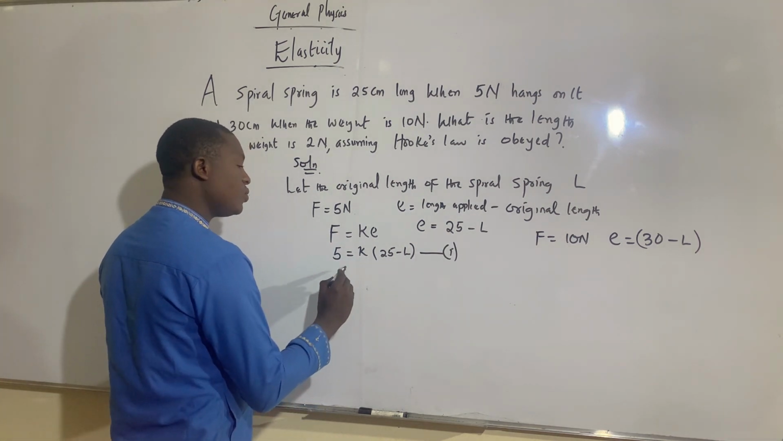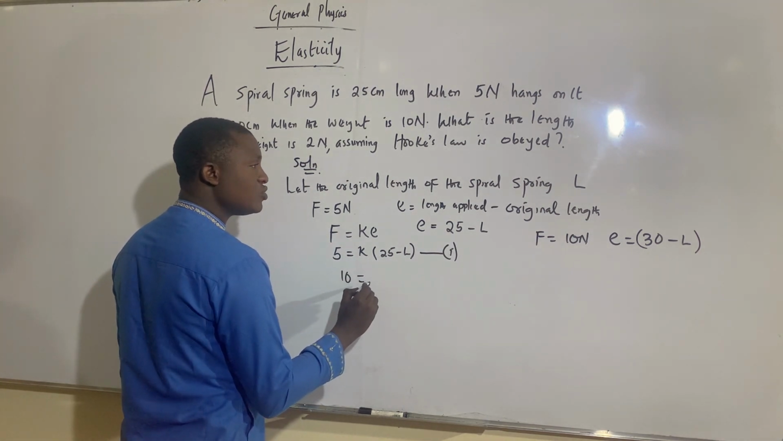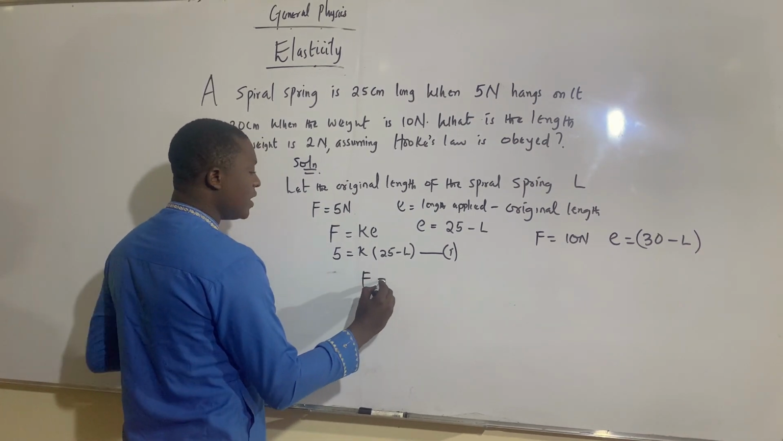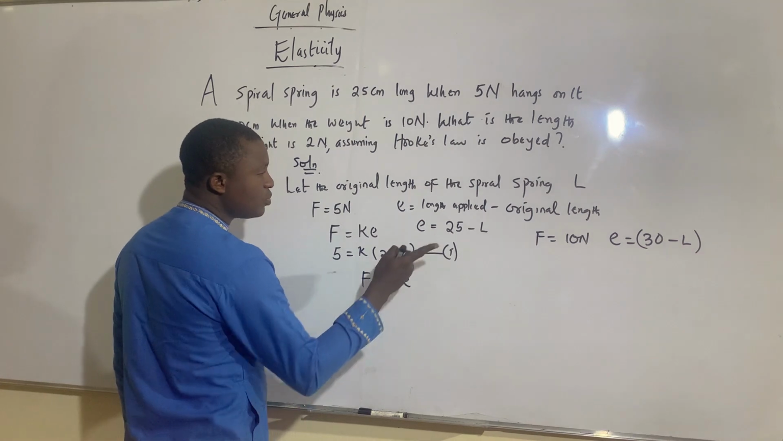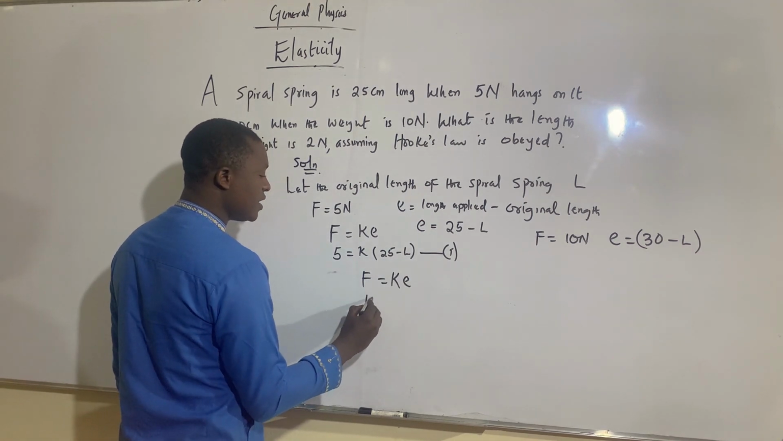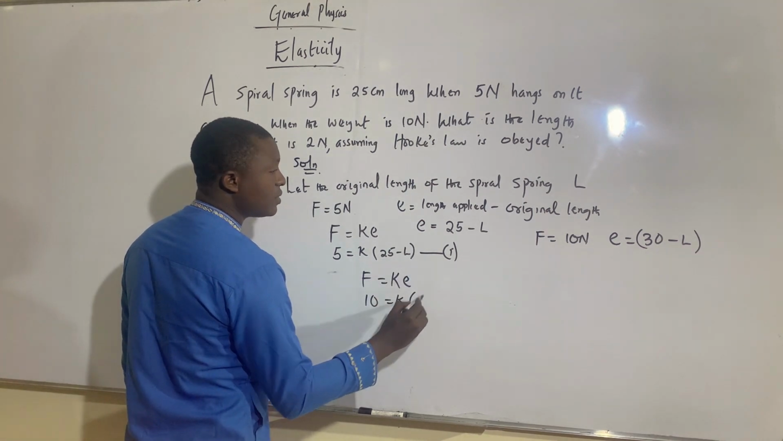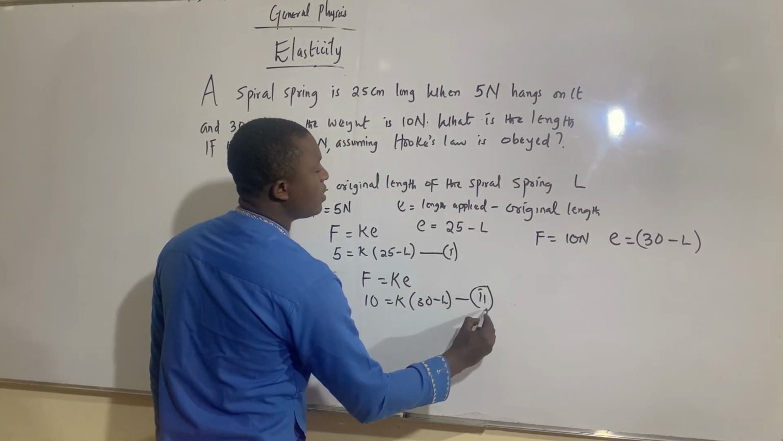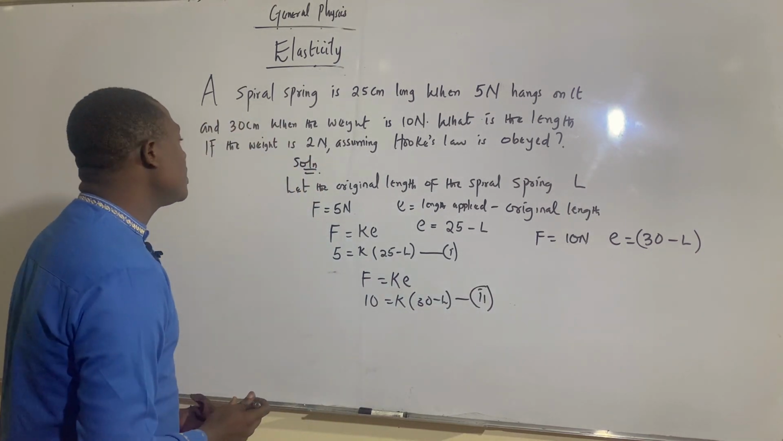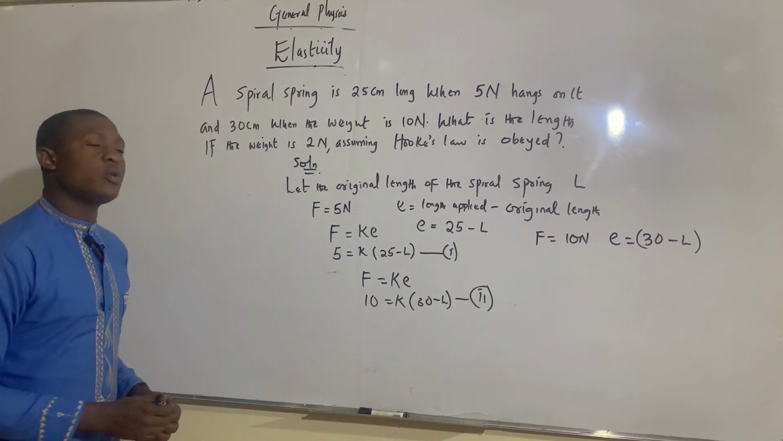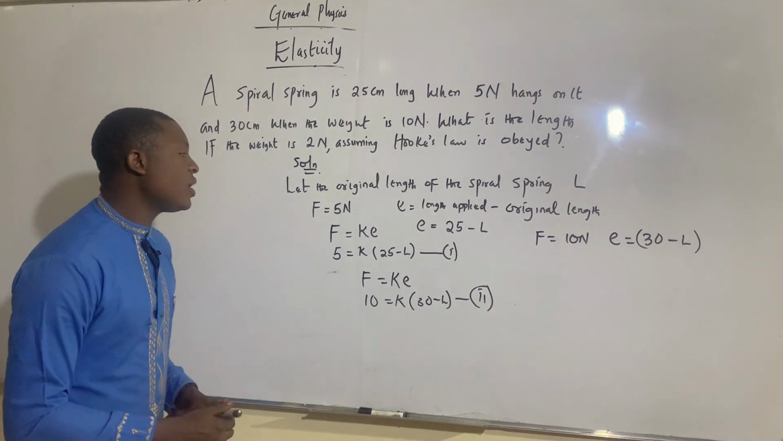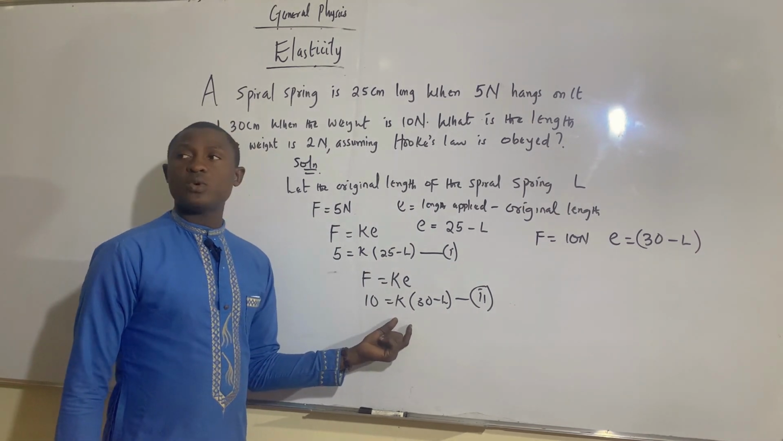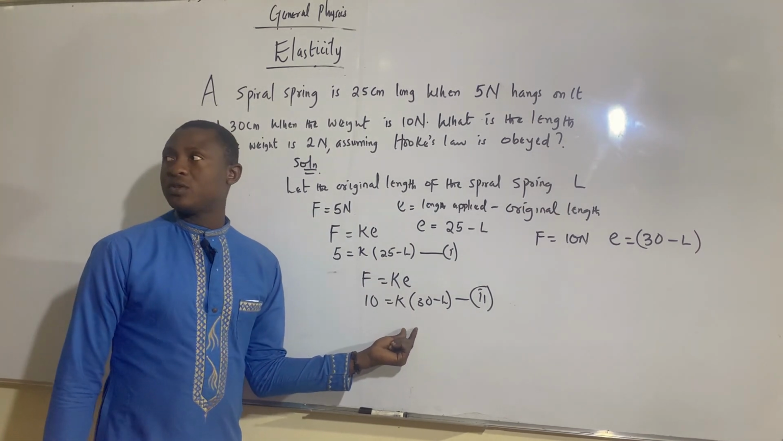And for the second case, we have 10 equal to, so let me apply the formula first. I know F is equal to KE. So putting the value there, I will have 10 is equal to K bracket of 30 minus L. So this one can be our equation 2. Now from here, I can solve it simultaneously, or if I like, I can just equate the two together. How? From here, I can make K the subject. At the same time, from here too, I can also make K the subject of the formula.